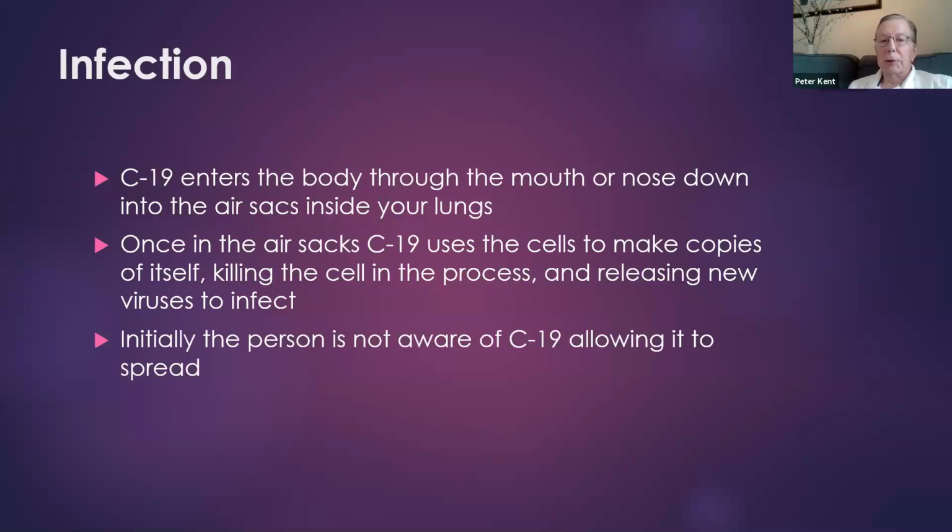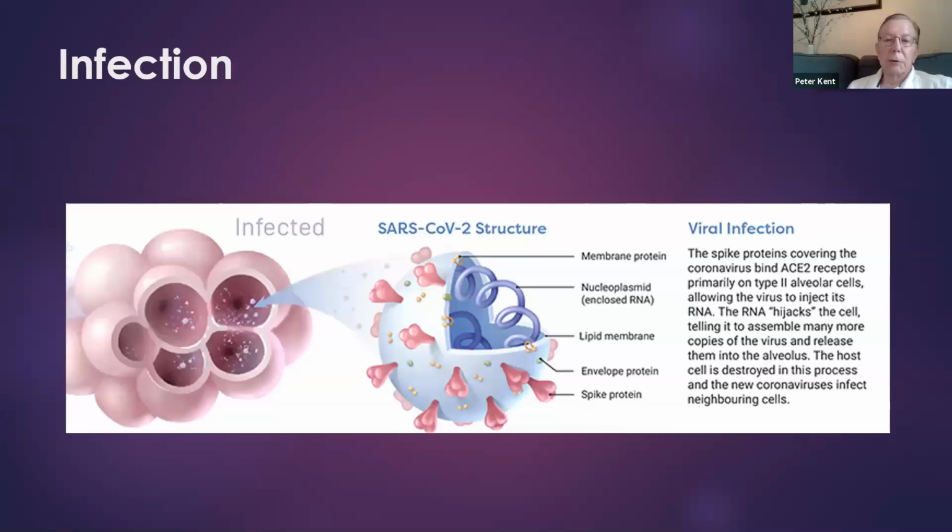Initially, a person is really not aware this is happening when you first get C19. So this shows it happening. Here it shows the C19 virus with the little spikes, and they attach to the cell wall and hijack the cell.